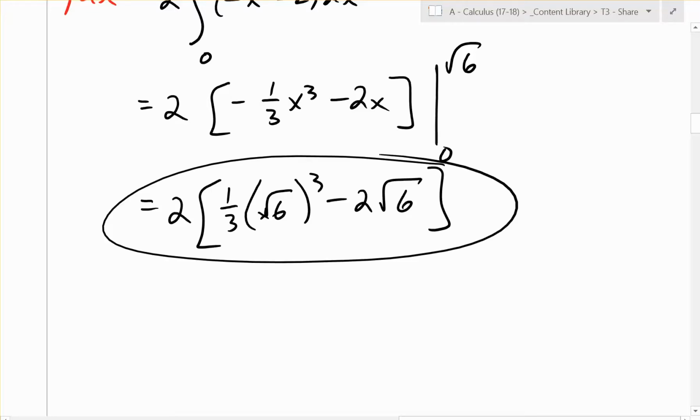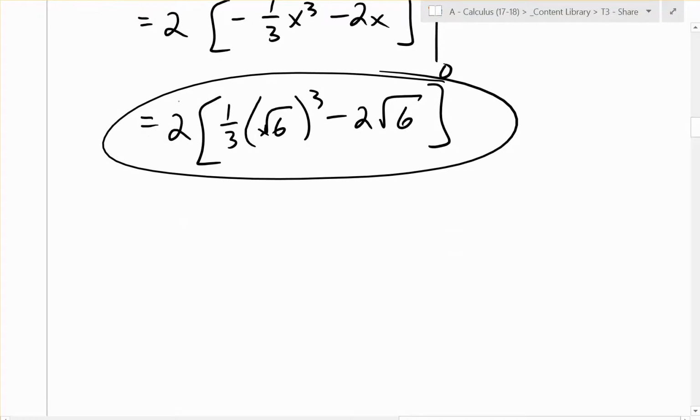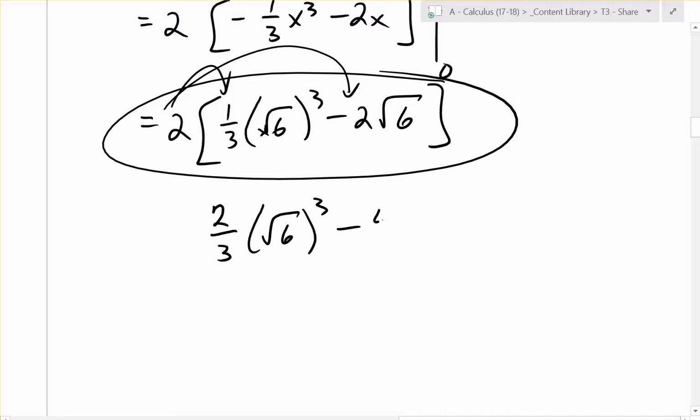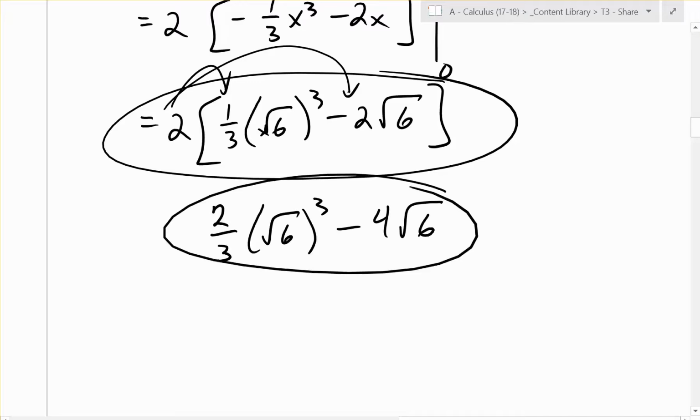This is fine. You can stop here. You don't have to go any further. You could go a little bit further. You could take the 2 and multiply it in. But since it's asking for an exact answer, this would be definitely as far as I'd want you to go, minus 4 root 6. Stop right there. You don't have to go any further.